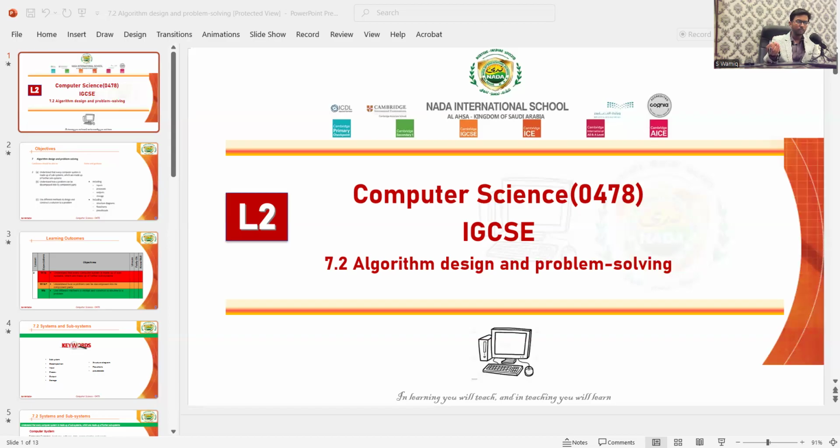So when a person or organization creates a new program, they will use a structured, organized plan of how they want to create the program. This is known as a program development life cycle, and it contains four stages that we discussed in the last class. We discussed that it contains analysis, design, coding, and testing.